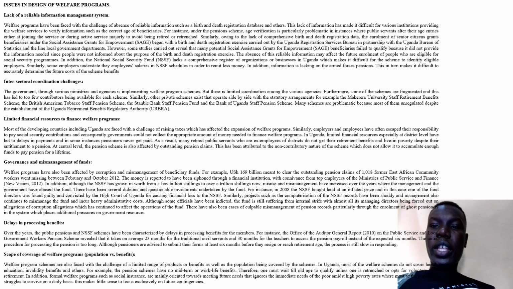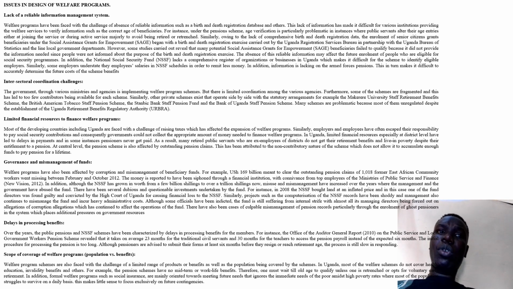So the issue in design of welfare programs, number one, is lack of reliable information management system, where you find, for example, NSSF will lack a comprehensive register of the businesses, which makes it difficult for them to identify the eligible employers. That is why we had at a point they were saying there is some money which is being remitted in NSSF, but it goes to an account because they don't know who are the employees. They don't have the kind of information they want on knowing the employees more.